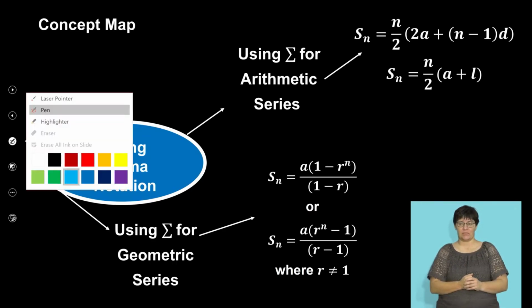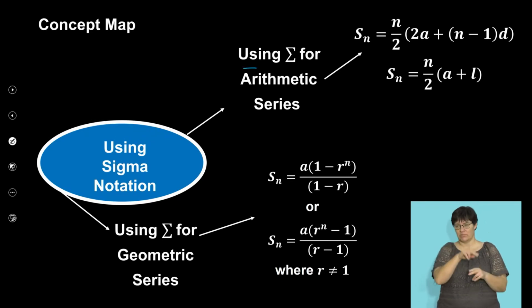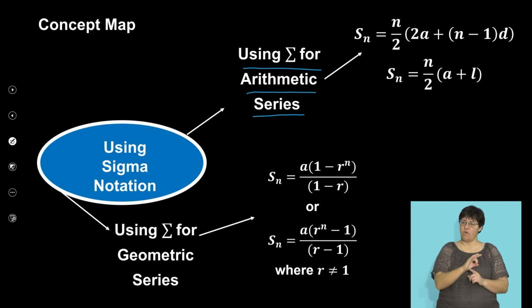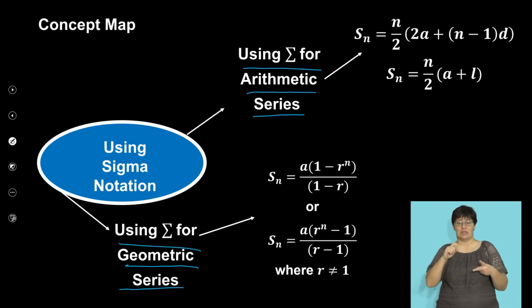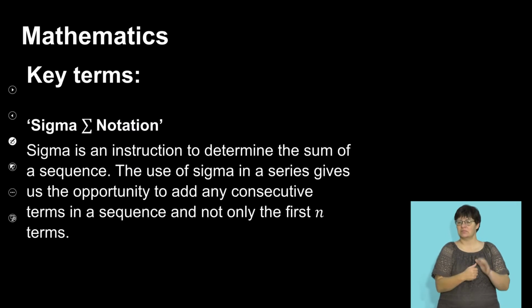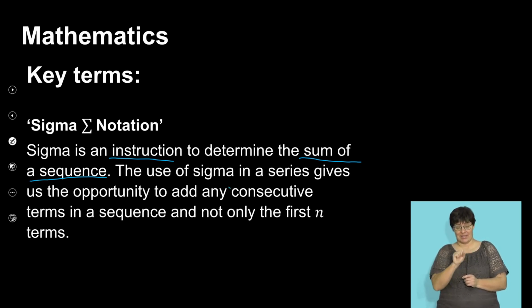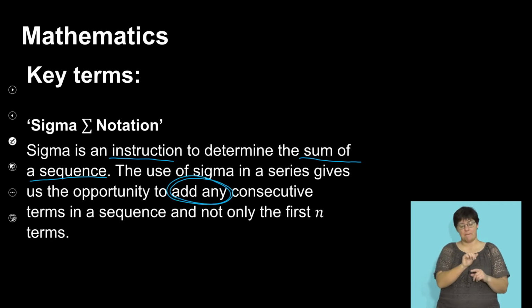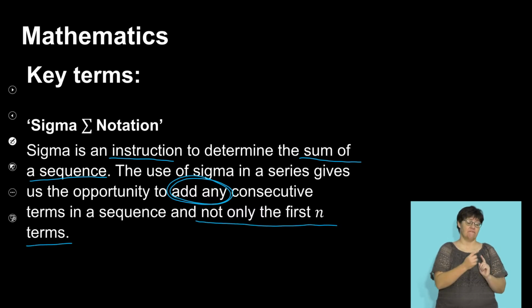So guys, at this point, we're going to revise that I can actually use sigma for arithmetic series as well as use it for geometric series. But before I get into those examples, let's just remind ourselves of what sigma notation actually is. So sigma is an instruction to determine the sum of a sequence. The use of sigma in a series gives us the opportunity to add any consecutive terms in a sequence together and not only the first n terms.